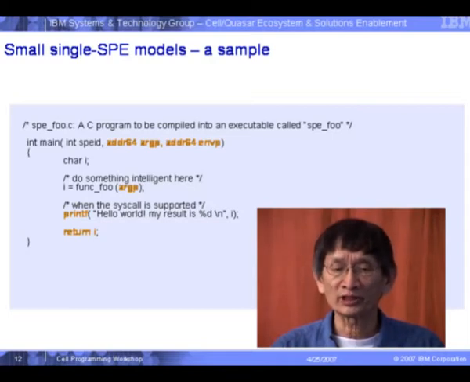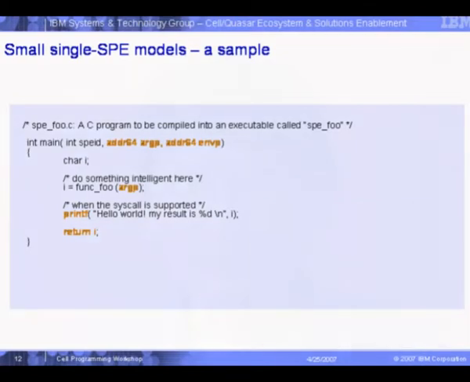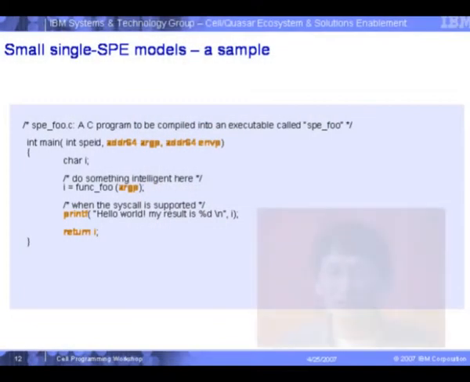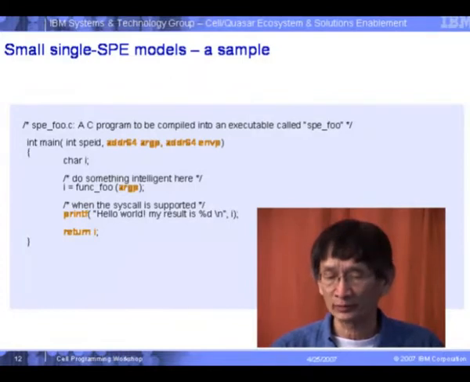We have an integer SPE ID, a 64-bit address for the arguments, right? And then a 64-bit environment pointer. We've seen this before, right? This is the SPE thread, and we do something over here based on the argument that we pass. Then we do printf, whatever, return 0 or return i.